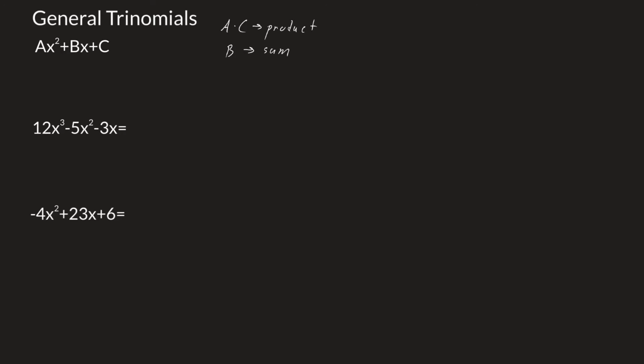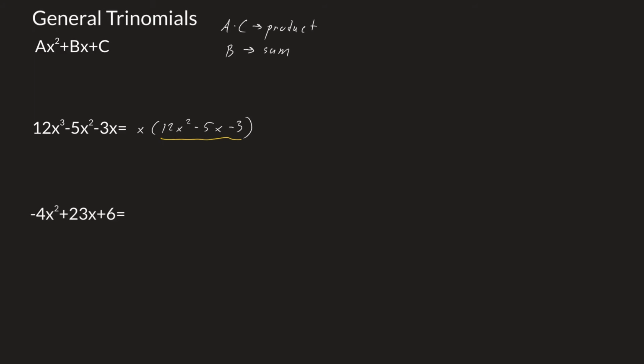The first thing I try to do is take a look: can I factor or group things together in each problem? 12x cubed minus 5x squared minus 3x. Well, I see an x. Let me factor out an x first. So that leaves me with 12x squared minus 5x minus 3. Okay, now I am focused in on this. I can't group. I can't factor any further.